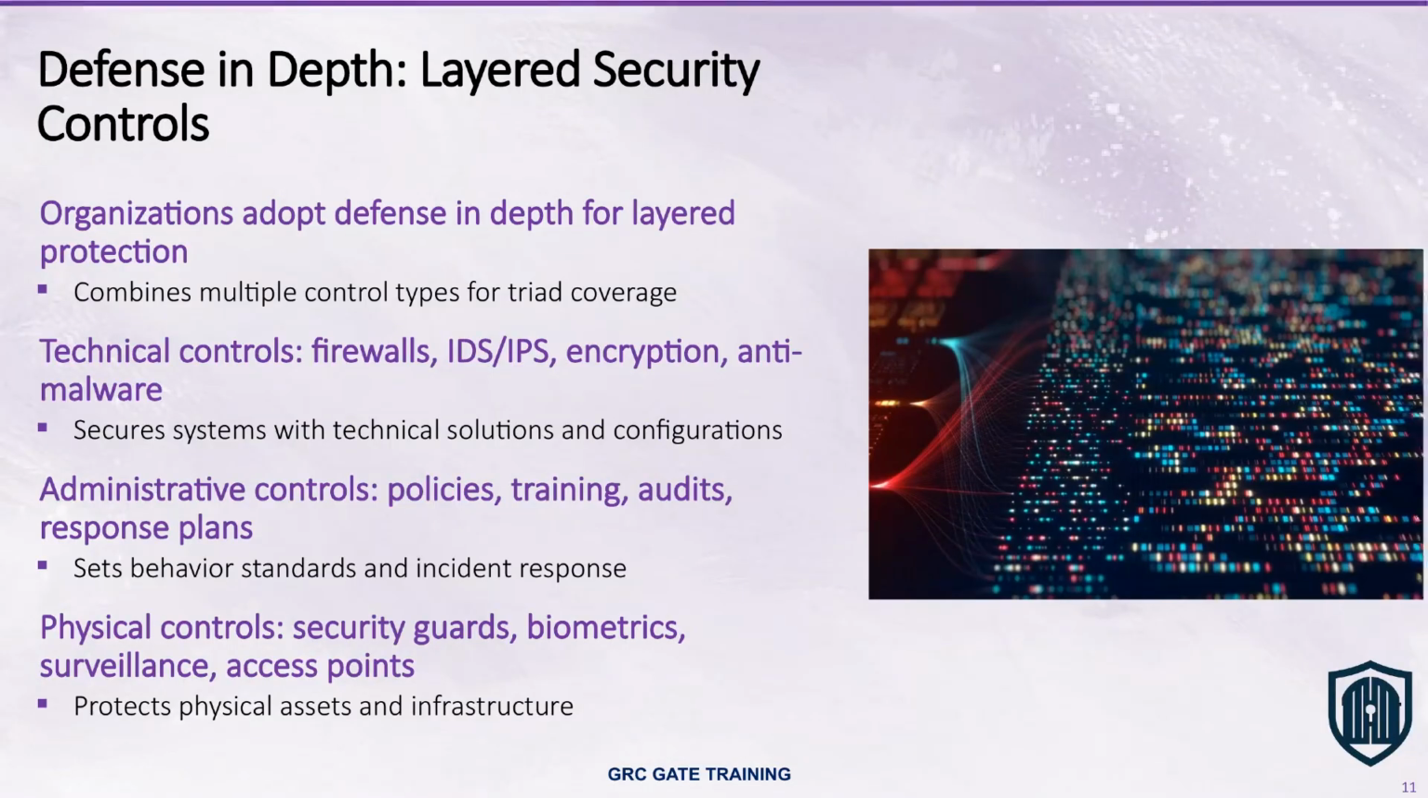To address these risks, organizations implement a layered approach to security, often referred to as defense in depth. This approach involves deploying a combination of technical, administrative, and physical controls, each supporting one or more aspects of the CIA Triad. Technical controls include firewalls, intrusion detection and prevention systems, encryption solutions, anti-malware software, and secure configuration management.